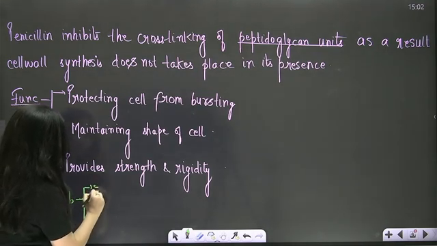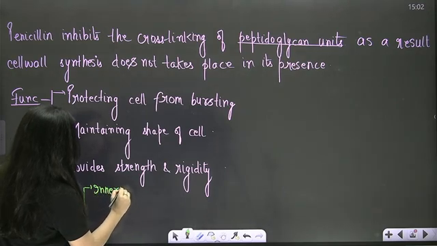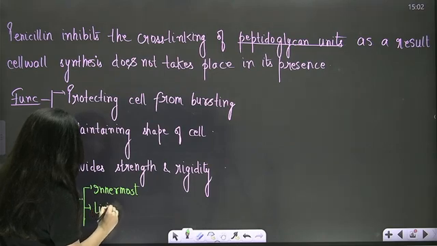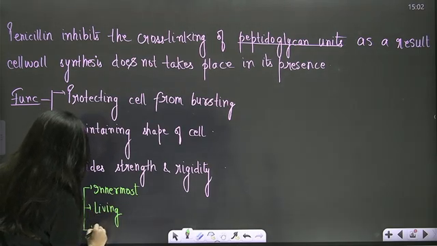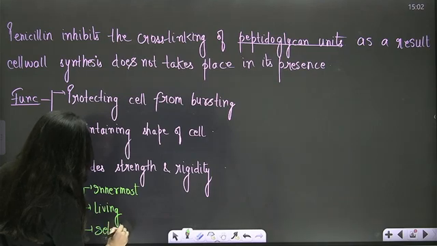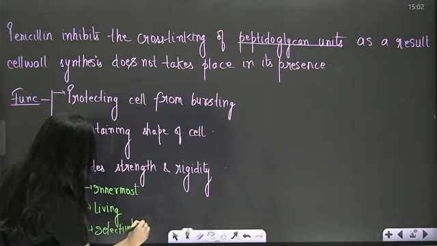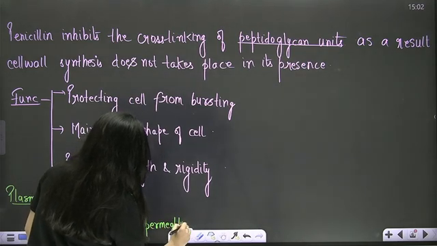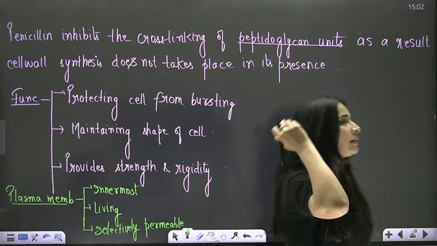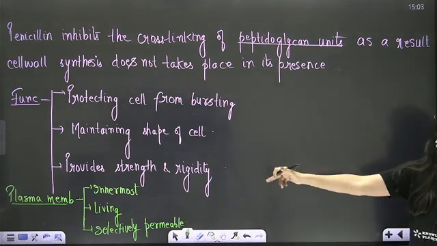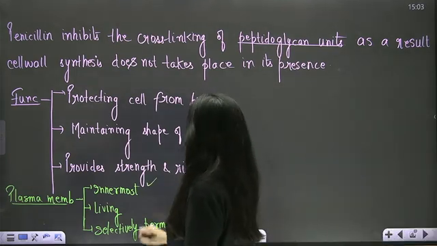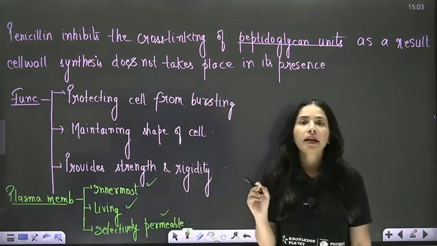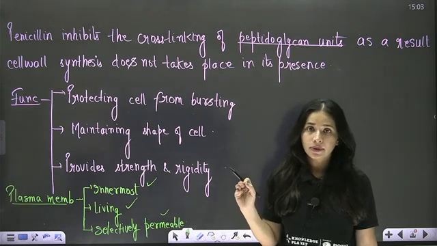The other name is plasma membrane, you know. The first point you're going to write is innermost layer. The second point you're going to write is it is a living layer. Third, it is selectively permeable, right? So what is the nature of this cell? It is basically innermost. Second, living. Third, it is selectively permeable in nature, right?